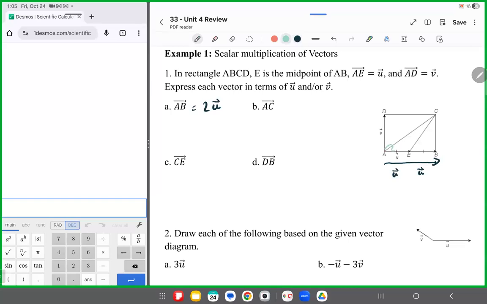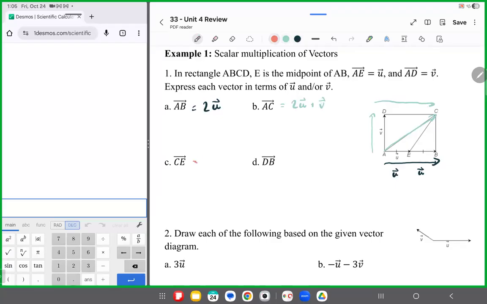How about vector AC? So that goes from the bottom left corner to the top right corner of this. Well, we can see that we're going to need a vector V as well as those two vector U's. So vector AC will be equal to two vector U's plus a vector V.